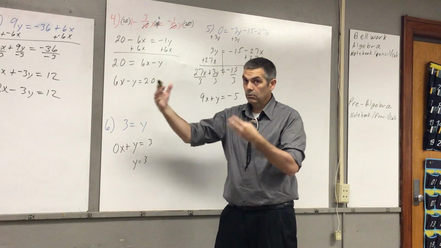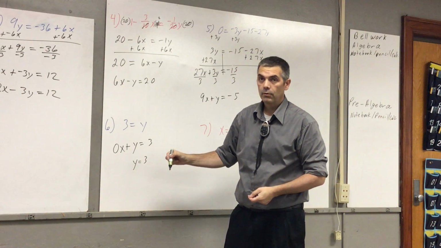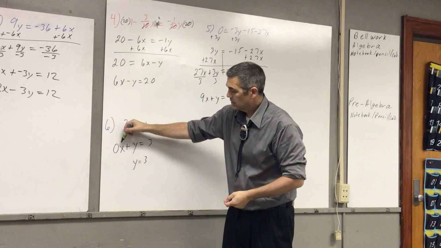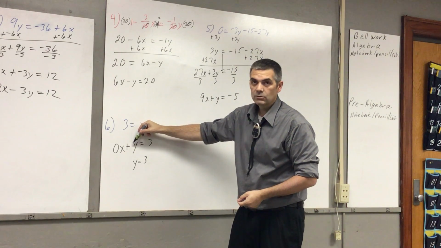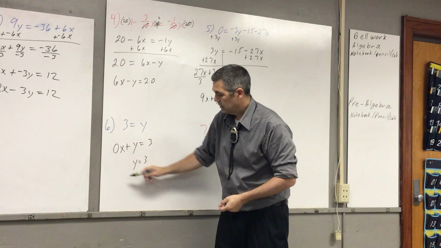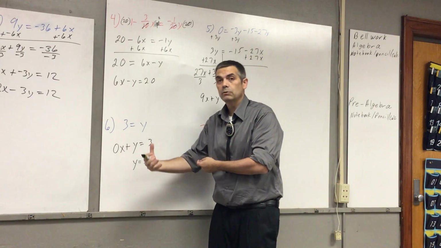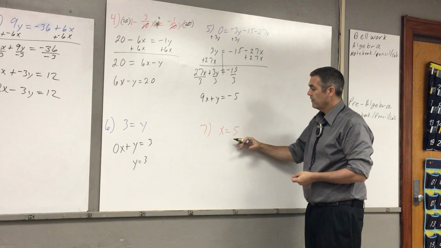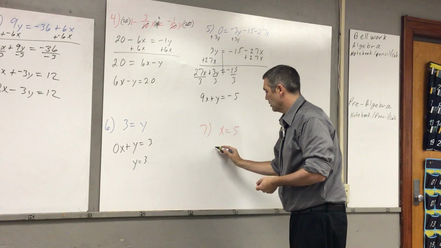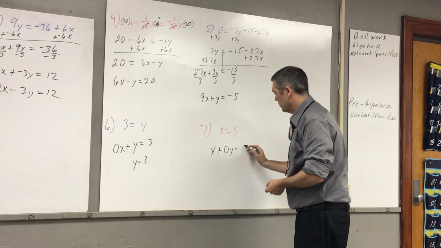0x, and in our definition it said that one of them can be 0 but not both. So 0x, your a here is 0, your b is 1. That's how you get to this. So this is a good number for in standard form. You just have to recognize it when you see it. Same thing here. X equals 5, no problem. X plus 0y equals 5.